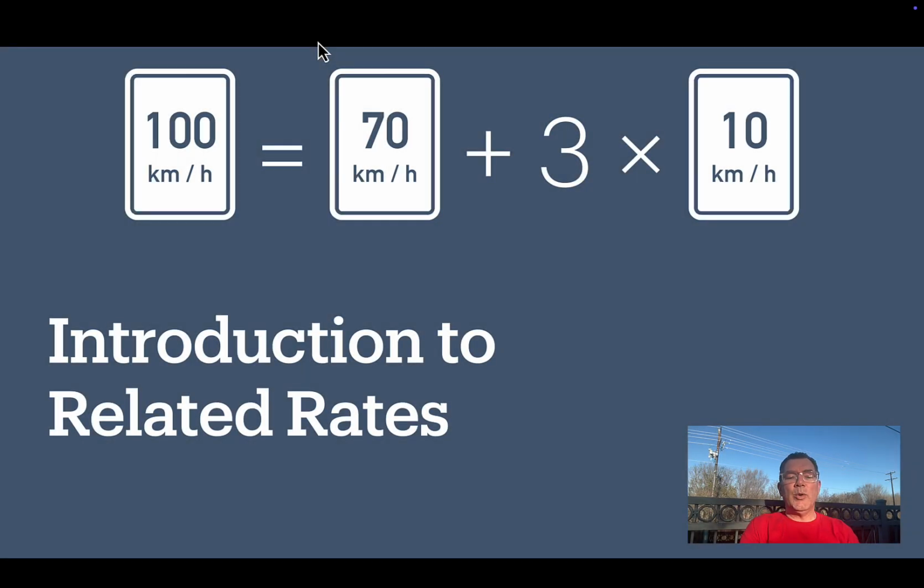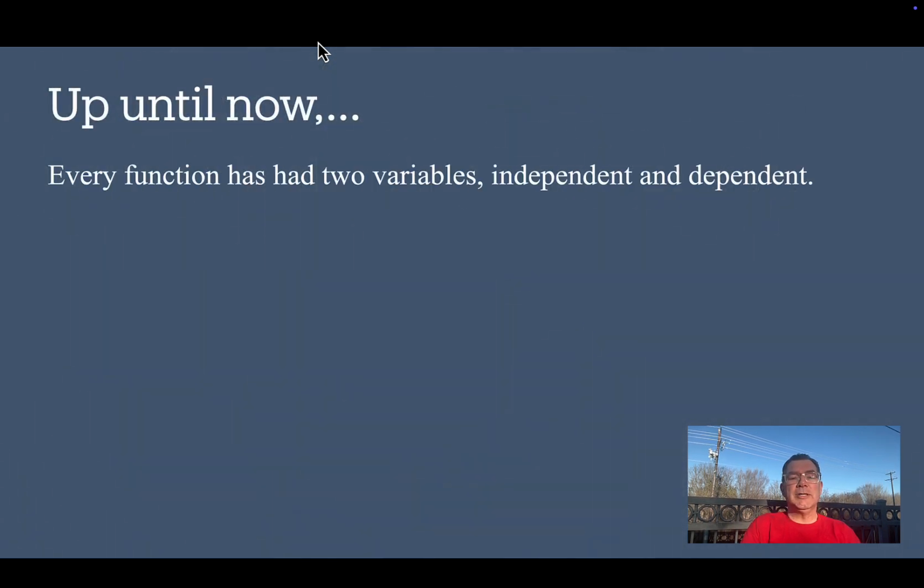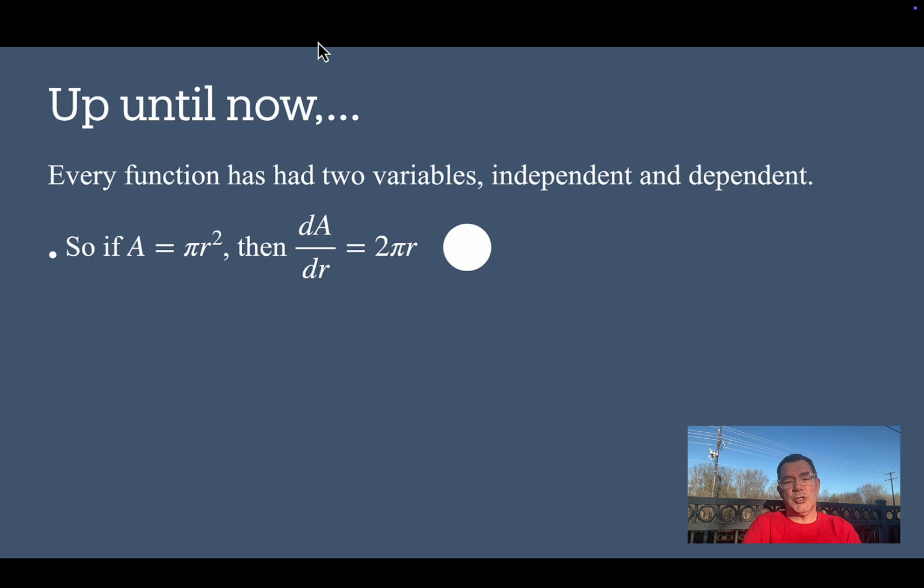Hello again. Today we're going to be talking about related rates, what they are, and how they're different from derivatives that we've been calculating so far. So let's get started. Up until now, every function has had two variables. There's been an independent variable and a dependent variable. So for example, area was pi r squared. So if I needed the derivative of area with respect to radius, that would be 2 pi r.